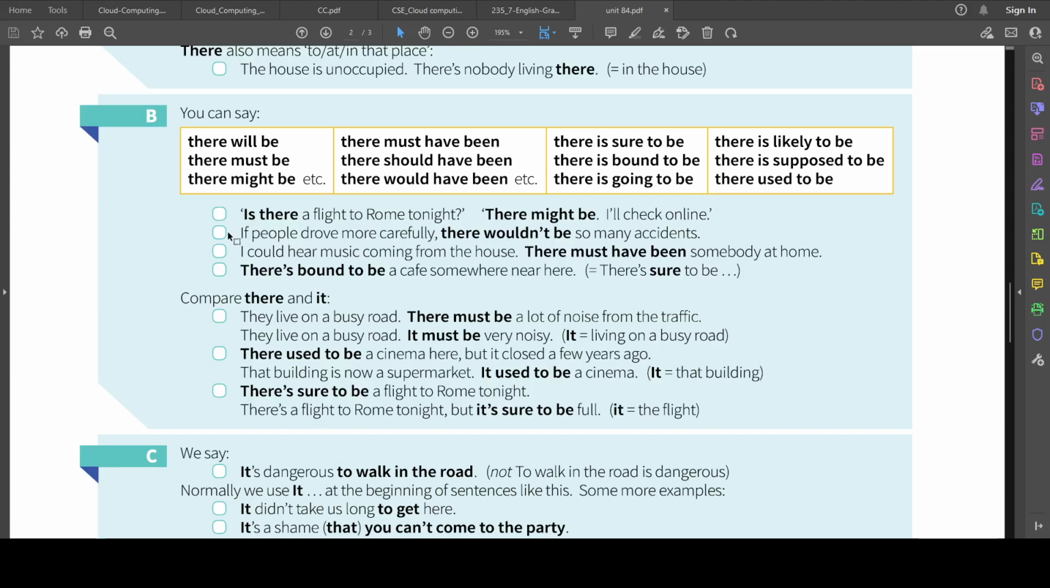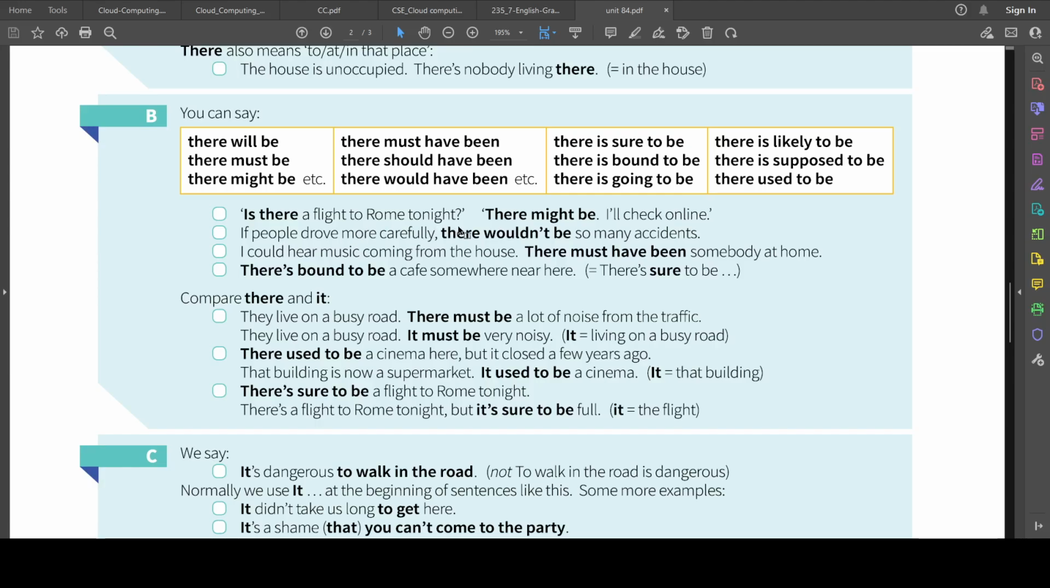The next one: I could hear some music coming from the house. There must have been somebody at home. I could hear some music coming from the house. There must have been somebody at home.